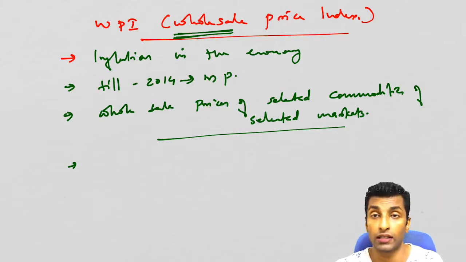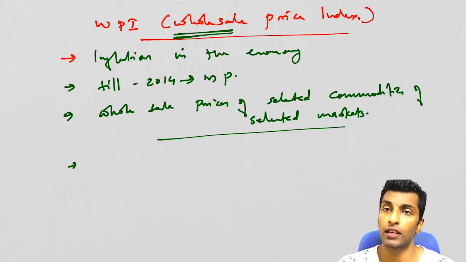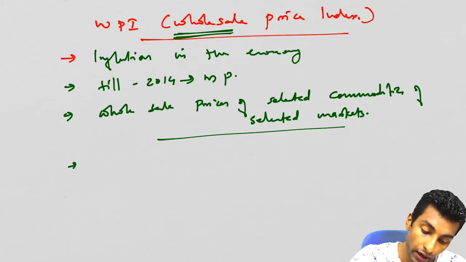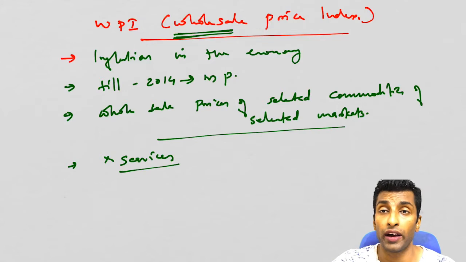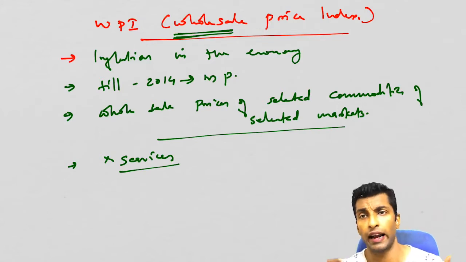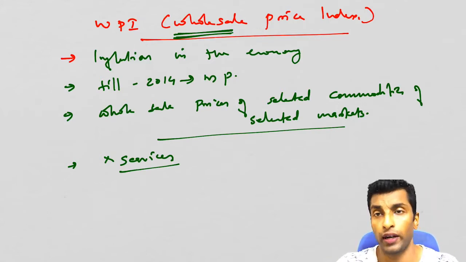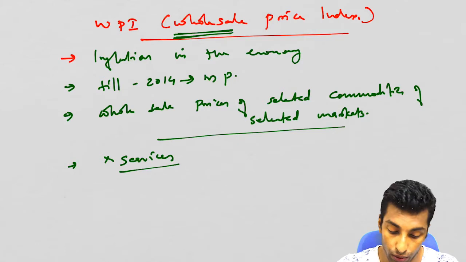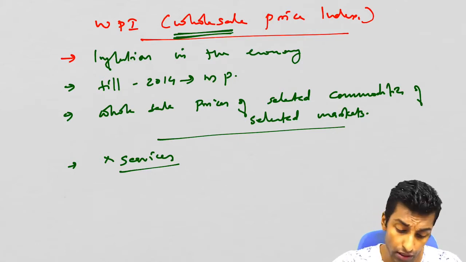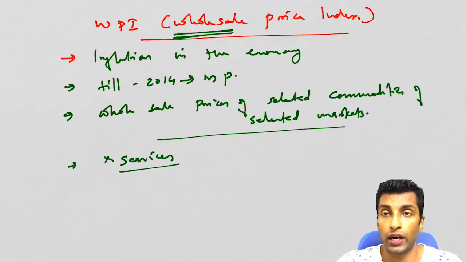Now it won't take into account the services. Why? For services there is no wholesale market, as services are directly sold and consumed, right? If you need any service, you won't go to a wholesaler, you go directly, you avail the service and you get it. So there is no wholesale market for services, so services are not included in the wholesale price index, and that is also one of the criticisms, a drawback of this.